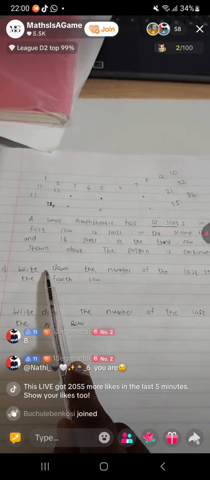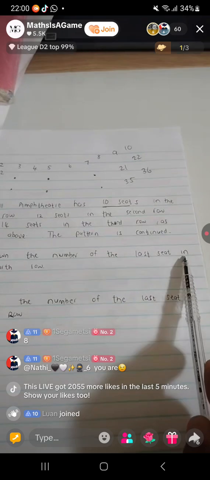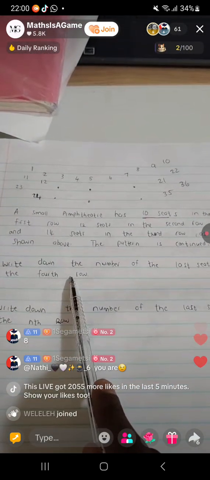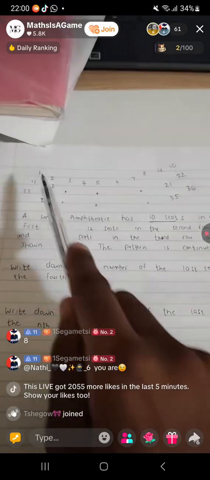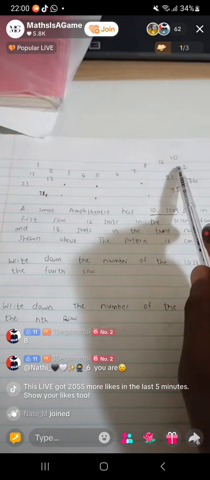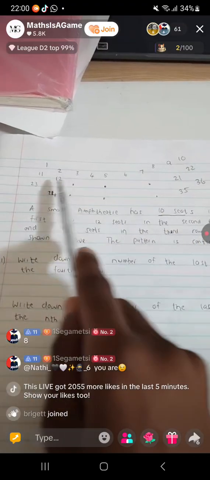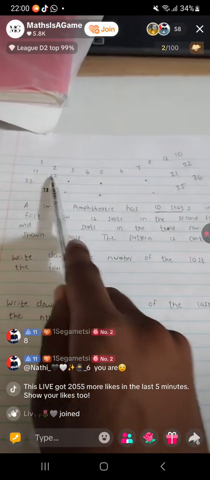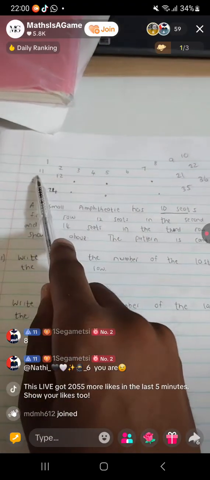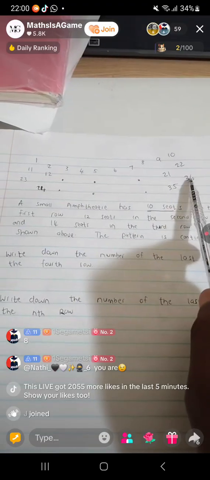What is it saying? Write down the number of the last seat in the fourth row. Okay, now guys, that would be the first seat in the first row. That seat number 10 would be the last seat in the first row. First seat in the second row, last seat in the second row. First seat in the third row, last seat in the third row.